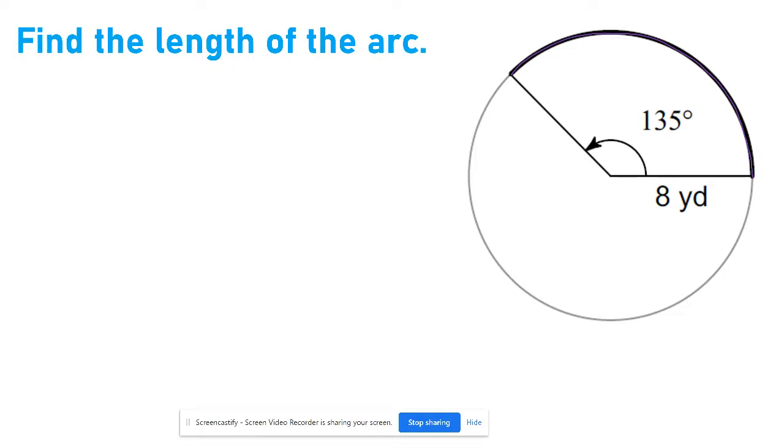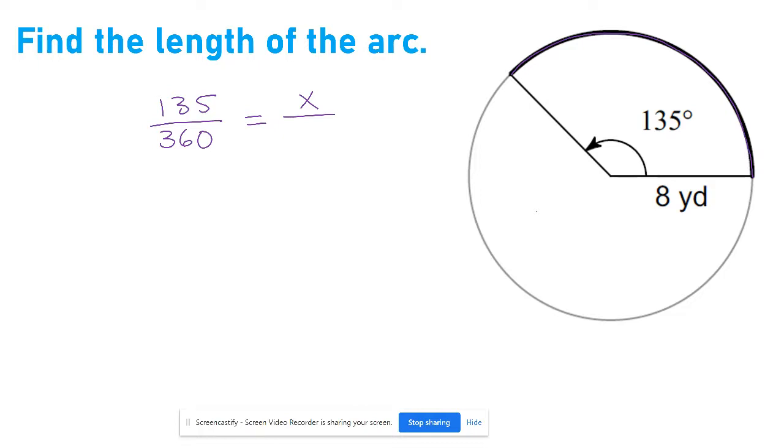So to find the actual length of the arc, we're going to set up a proportion, and the proportion is going to be degrees to distance. So what I mean by that is we're going to take 135 degrees over 360. So the number of degrees of this arc over the total number of degrees for the whole circle. Then the second fraction of our proportion is going to be the actual length or distance. So it's going to be the length of the arc, which we don't know, which we're looking for, over the entire length of the circumference all the way around the circle.